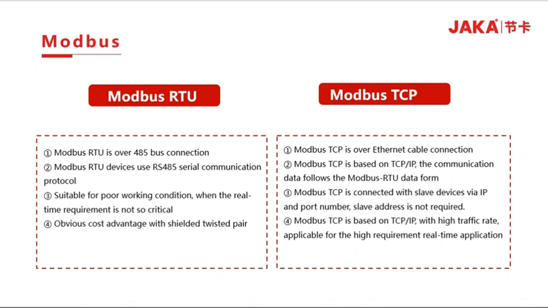As for Modbus TCP, it's over an Ethernet cable connection and based on the TCP/IP protocol. The communication data format follows the Modbus RTU data format. Modbus TCP is connected with the slave devices via IP and port number. Slave address is not required. Modbus TCP is based on TCP/IP with a high traffic rate, applicable for high-requirement real-time applications.